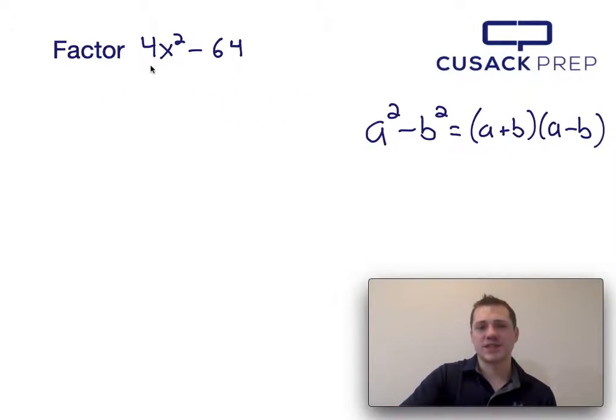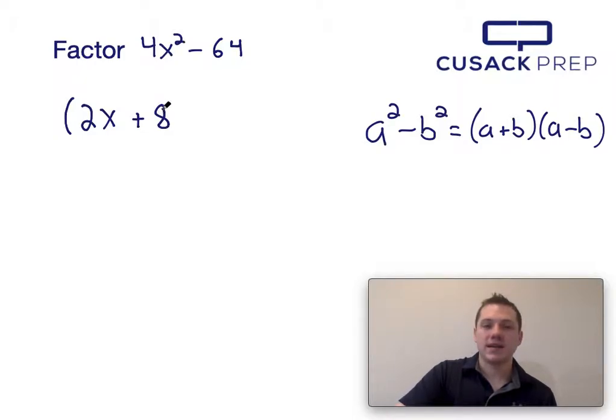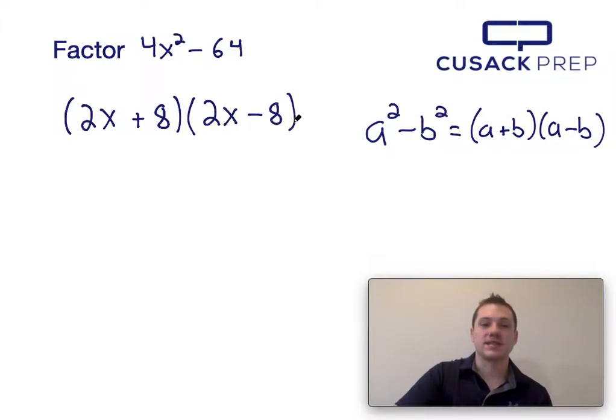Now if a squared is 4x squared, I can determine that a is 2x because that's just the square root of 4x squared. If b squared is 64, I can determine that b is 8. So plugging in 2x for a and 8 for b, I see that this factors into 2x plus 8 times 2x minus 8.